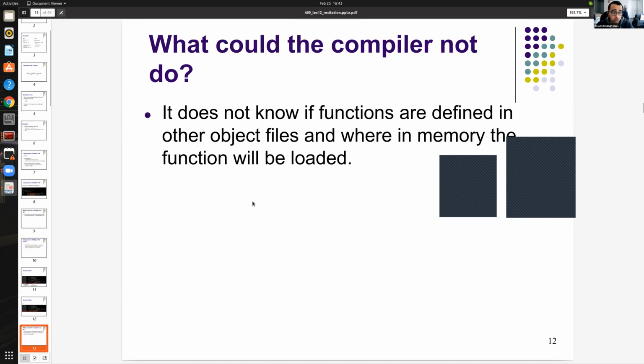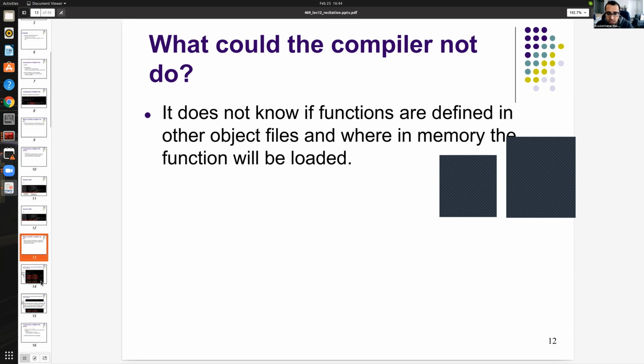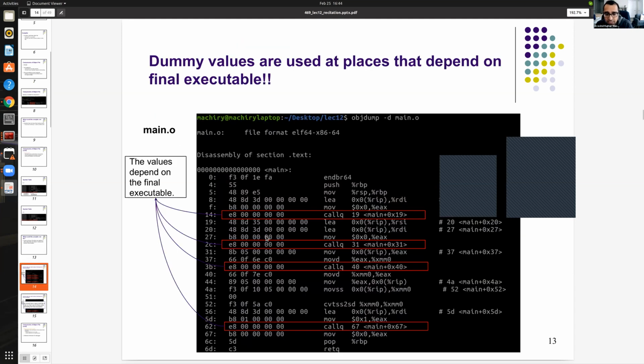Okay, so another thing the compiler cannot know is whether functions used in the object file are defined in other object files or not, right? And it also doesn't know where in memory these functions will be loaded, right? So what the compiler does is use basically dummy values at places where it doesn't know the details.